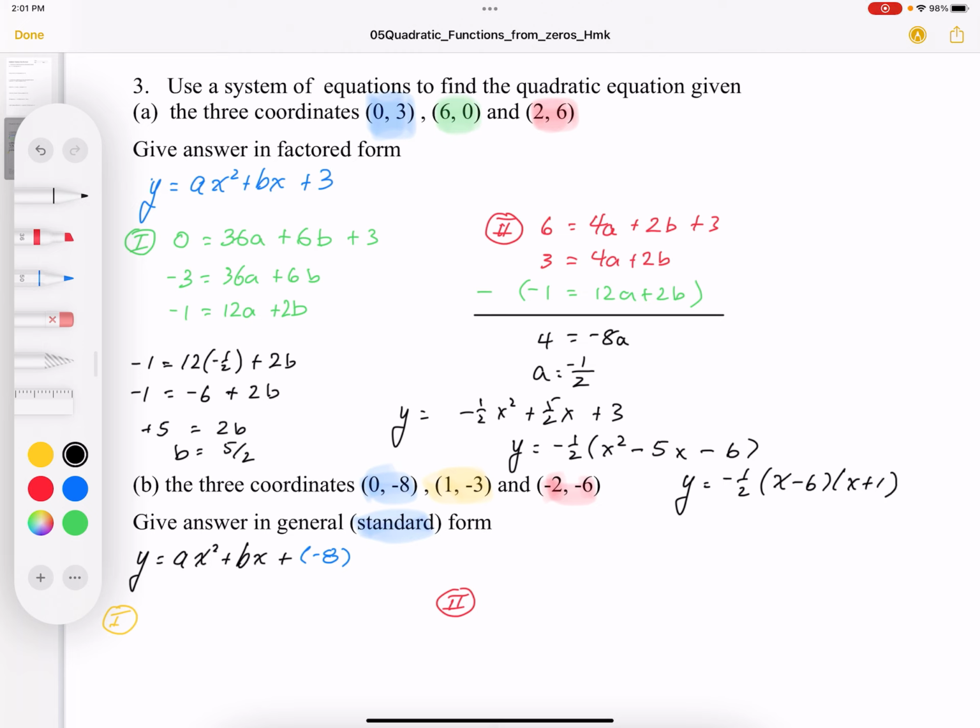So what I did was I solved the problem in general form, which is much easier, and then I factored afterwards to get the answer in factored form.